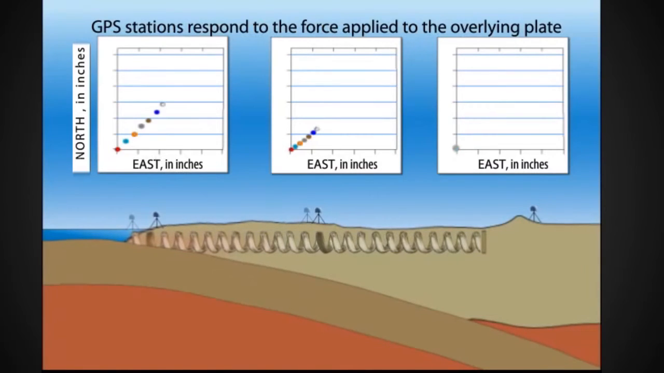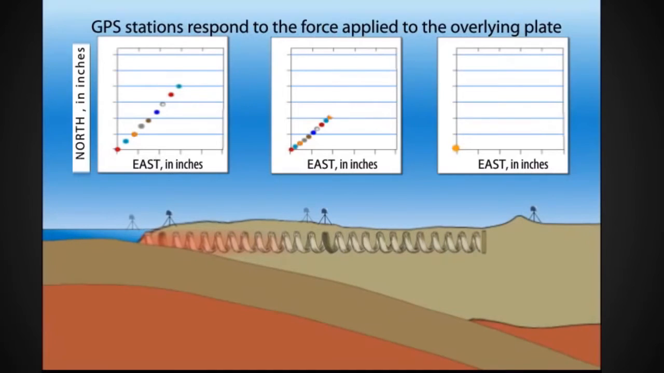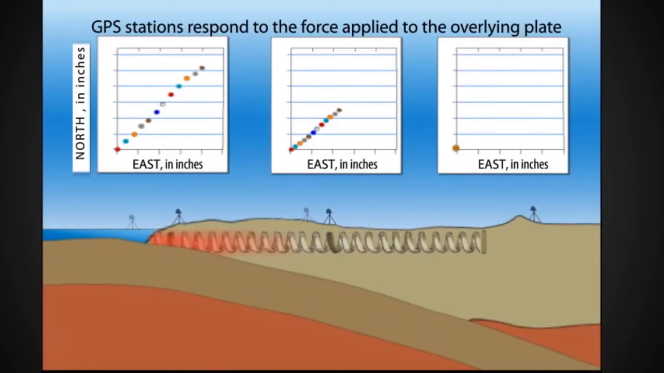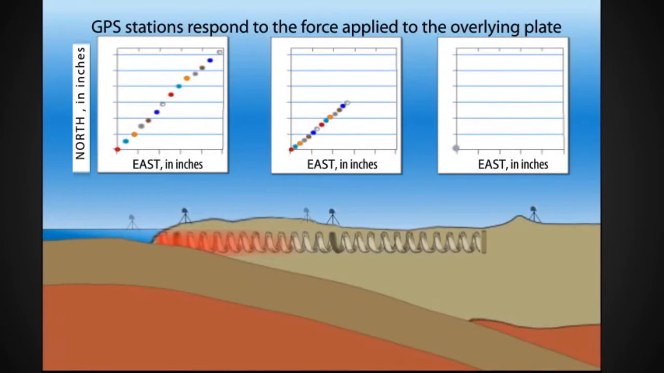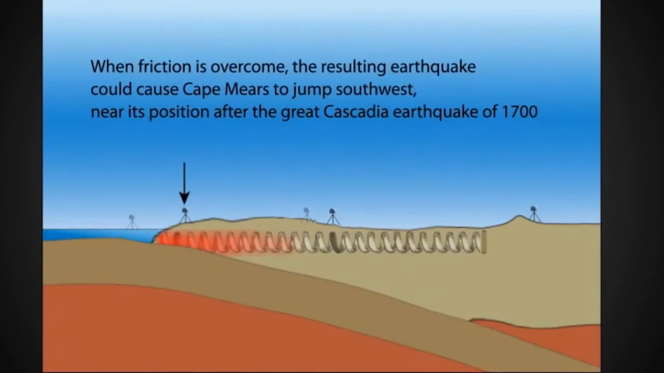Just as the westward motion of GPS stations in Japan recorded growing stress on that subduction zone prior to the 2011 earthquake, the steady movement of GPS stations in coastal Cascadia also indicates growing stress. Although friction between the Juan de Fuca and North American plates has prevented our spring from releasing, when that friction is ultimately overcome, the resulting earthquake will cause Cape Meares to jump southwest, back near the position after the Great Cascadia earthquake of 1700.